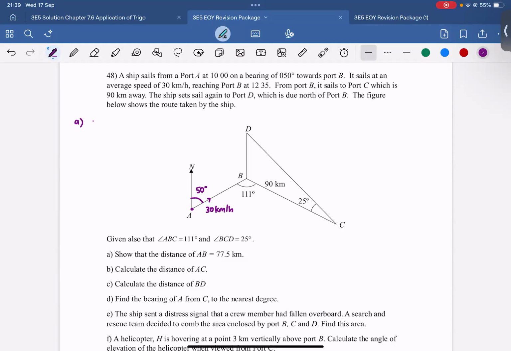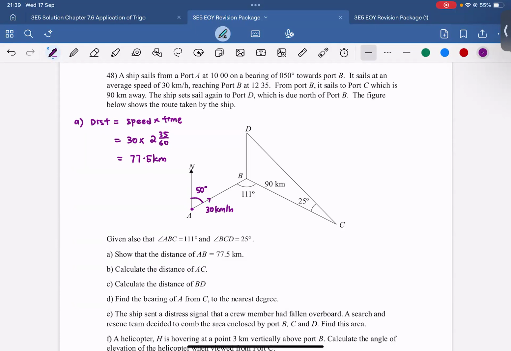Distance is equals to speed times time. What's the speed? 30 km per hour. What's the time? 2 hours 35 minutes. So 2 hours 35 minutes is 2 and 35 over 60. You must change everything to hours. So you will get 77.5.